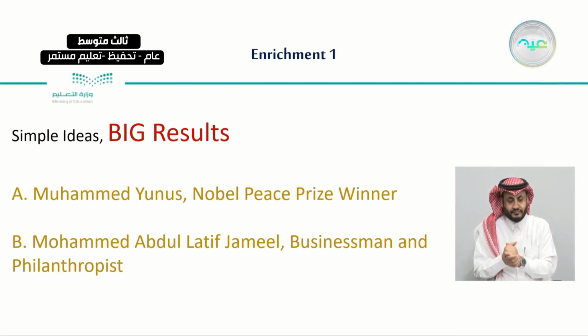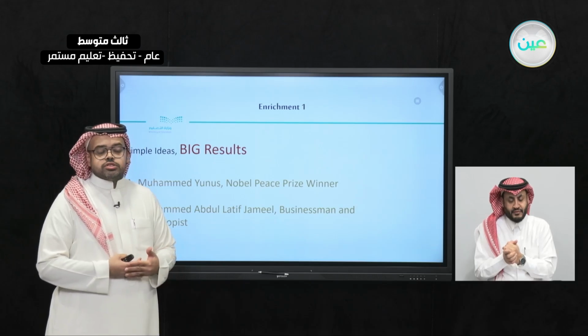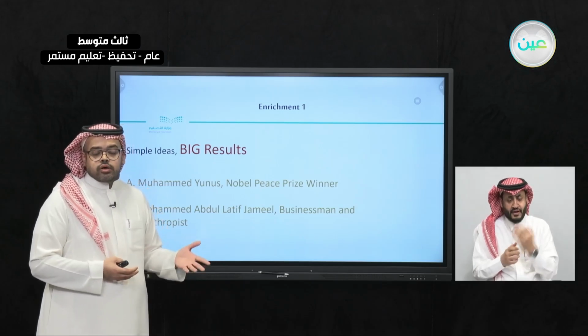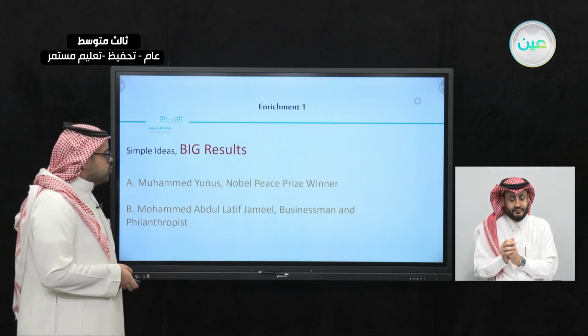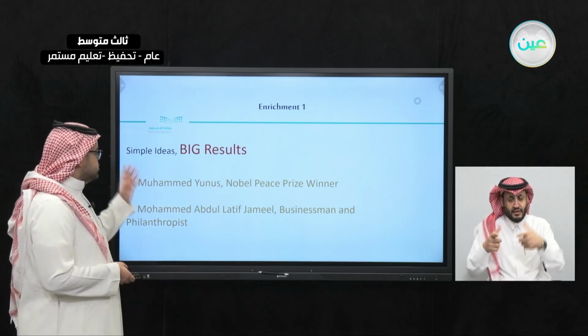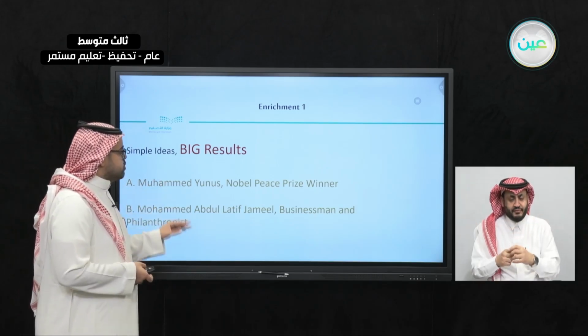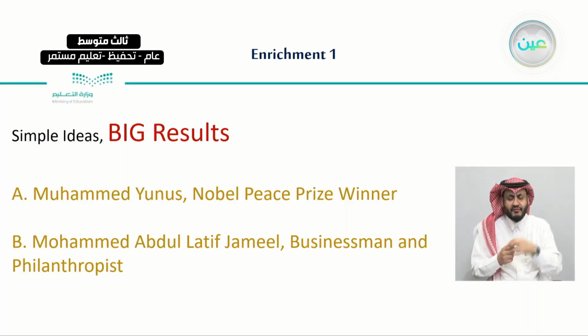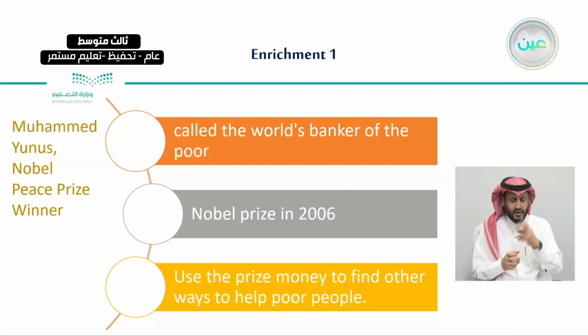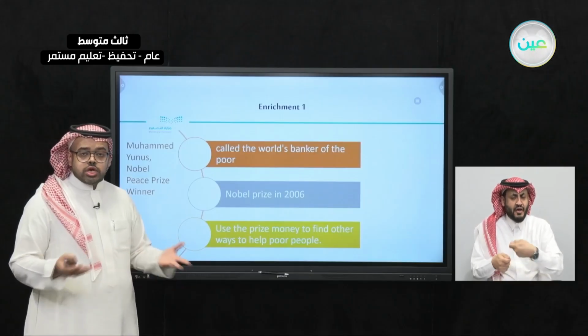And also, after this, we went to read an inspiring reading text about two remarkable individuals. The title was Simple Ideas, Big Result. It's all about Muhammad Yunus, a Nobel Peace Prize winner, and also Muhammad Abdul Latif Jamil, a businessman and a philanthropist. We read about their work, and we read about their contributions to the poor and also to charity and so on.